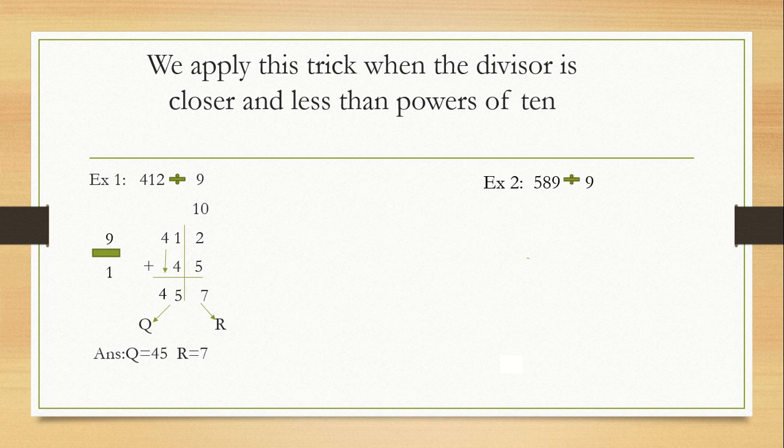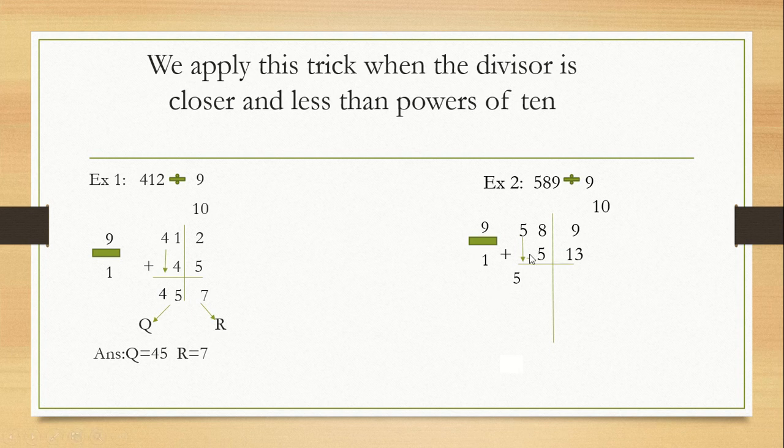589 divided by 9. What is the working base? 10. So 9 is 1 less than 10. We are doing this sum with 1 only, not with 9. So as we are having one digit in the divisor part, we have to keep one number away from the remaining numbers for the remainder work. What is the first step?